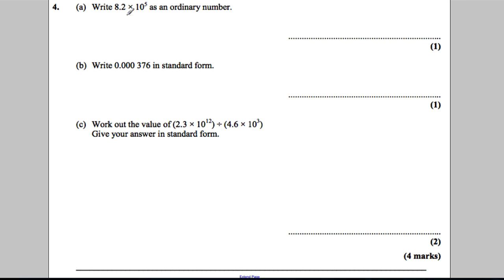Okay, so I write this as an ordinary number. We write down our 8 and our 2, and this 5 tells us there are 5 digits after the 8. 2 is one of them, so that's 1, 2, 3, 4, 5, comma there, comma there. Write this in standard form.